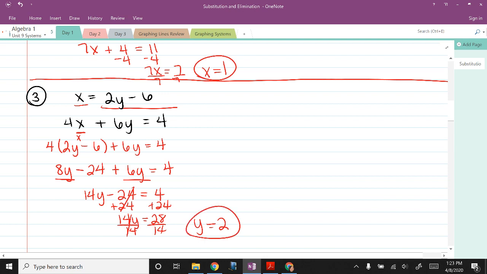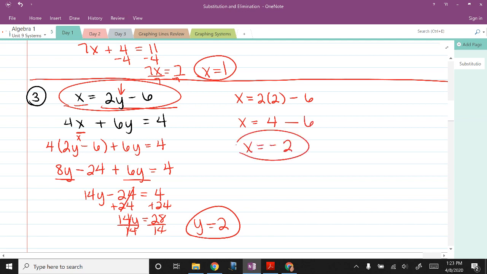So now I know that y equals 2. So that will help me to find x. Well, up here, x equals 2y minus 6. And now that I know that y equals 2, I can plug that in right there and get my x value. So x equals 2 times 2 minus 6. Simplify that. 2 times 2 is 4. And 4 minus 6 is negative 2. So my x is negative 2. My y is positive 2. So put them in an ordered pair, x then y. So negative 2, comma, positive 2.